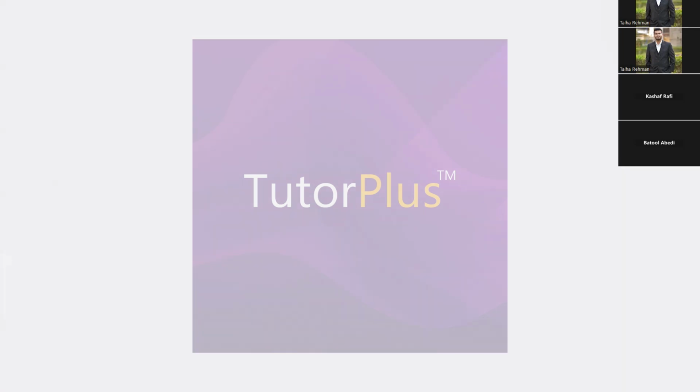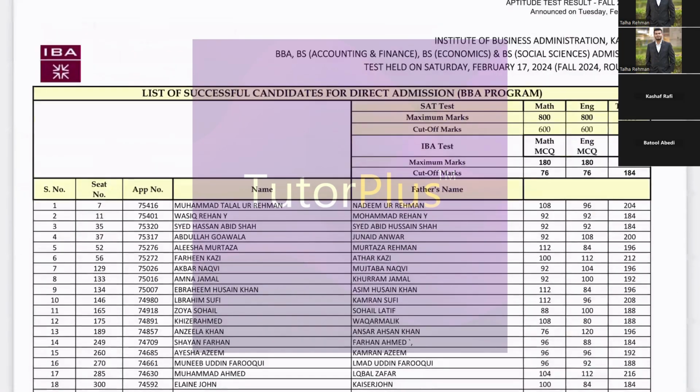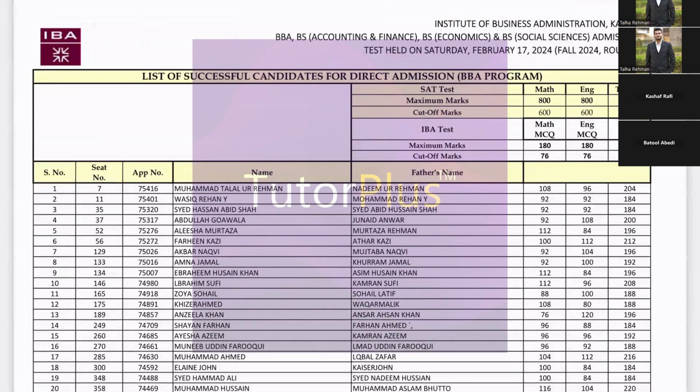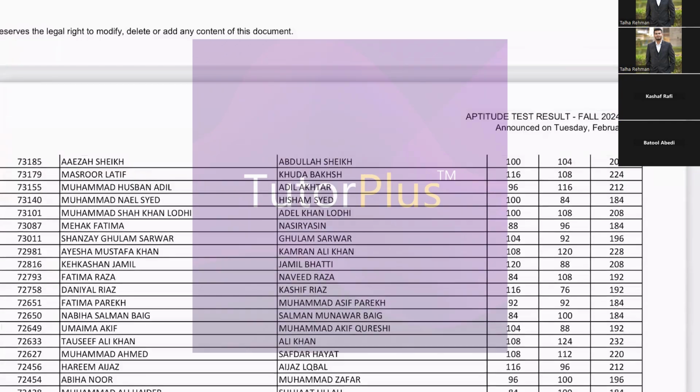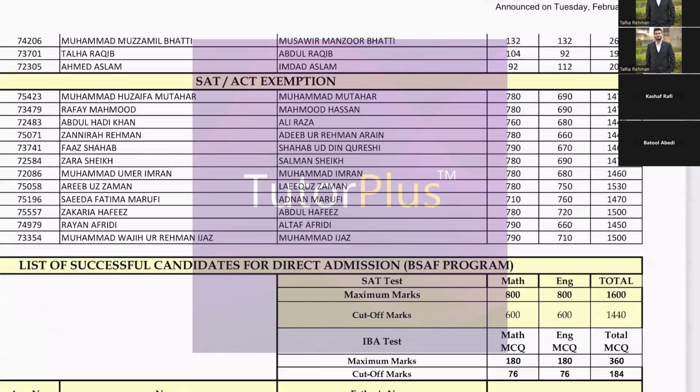Now, if you will notice, this over here is the result for the last year. And people who got in directly, that is without the interview, needed 184, that is 76 in English, 76 in math, and their total score should have been 184 to get in directly. Now that's for BBA. It is the same for accounting and finance. There is 76, 76, and 184.